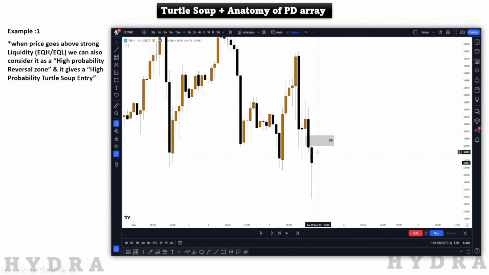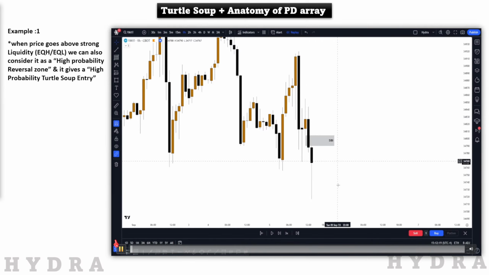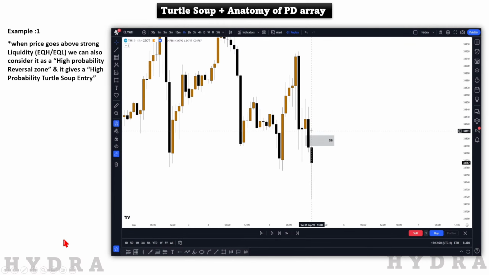Price confirms its trend that it wants to go lower, and we have a fair value gap right here. Now we identified our higher time frame fair value gap. Now let's put the anatomy of fair value gap, anatomy of PD array right here. So this is our anatomy of PD array, and we applied it on our higher time frame PD array. Now as per our third rule, right, we will drop down to lower time frame and identify a swing high or a swing low.